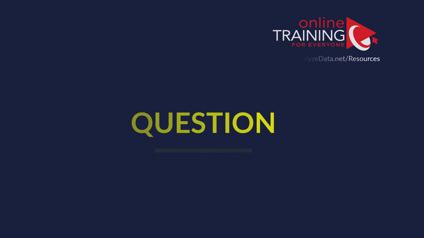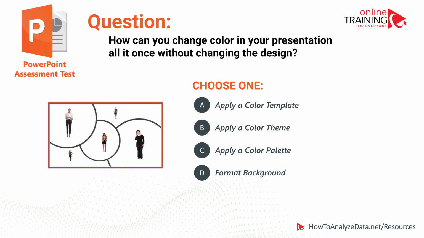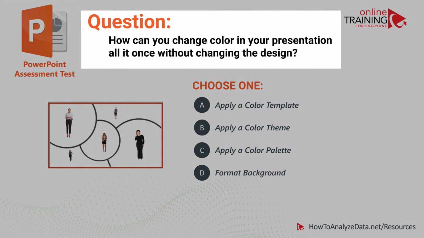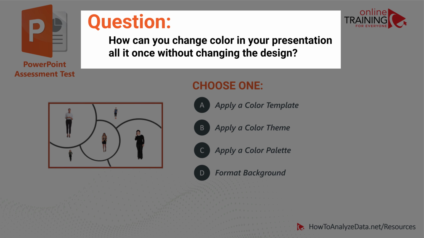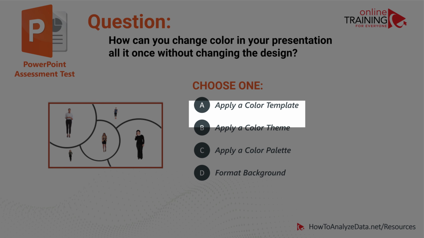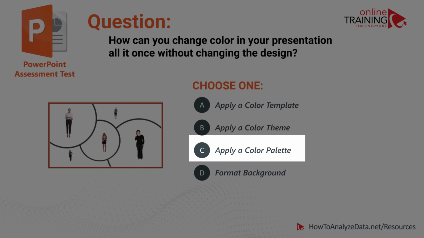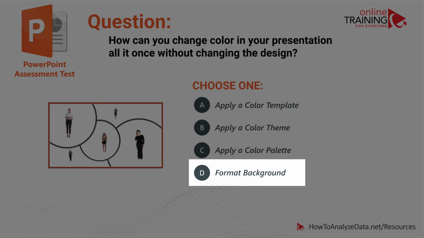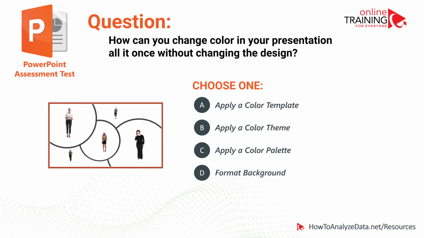Let's look at the question, which tests your knowledge of design features available in PowerPoint. How can you change color in your presentation all at once without changing the design? And you have 4 choices. Apply a color template, apply a color theme, apply a color palette, and format background. Do you think you know the right answer? Let's see if we can solve this challenge together.